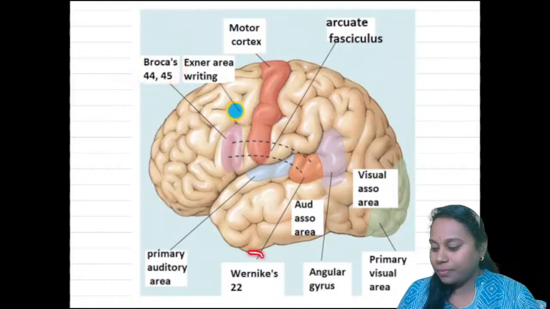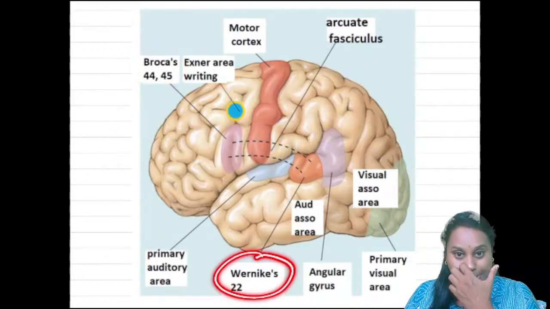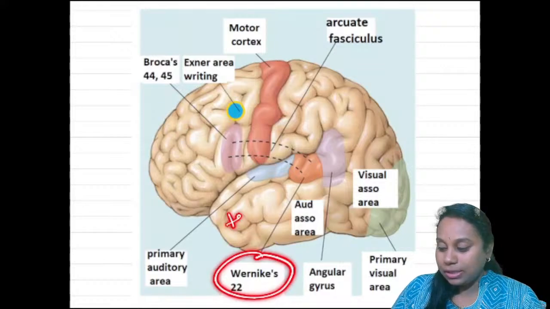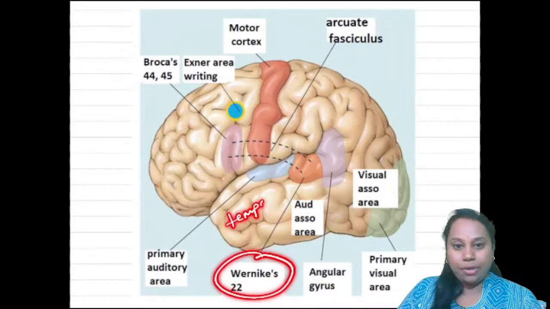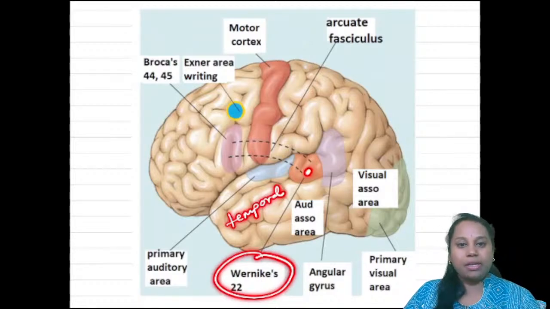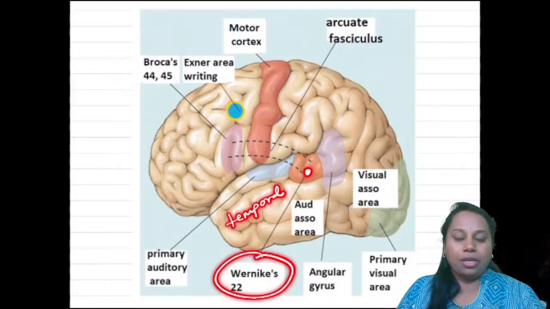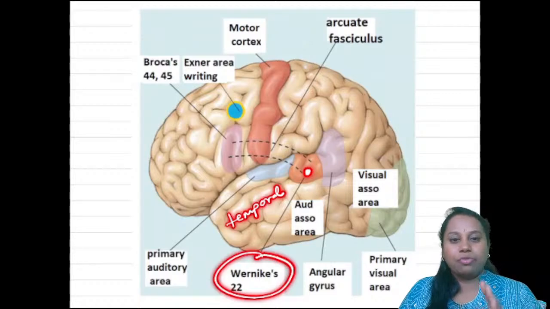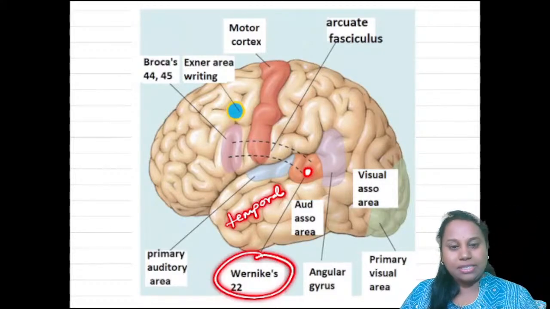Wernicke's area. Look at the location of Wernicke's area. This is the temporal lobe, and this is Wernicke's area. Wernicke's area is located on the superior part of the temporal lobe. So Broca's area and Wernicke's area: Broca's area is on top and Wernicke's area is down.